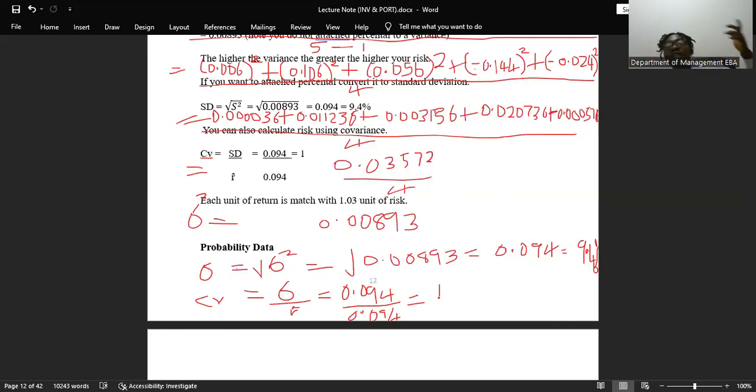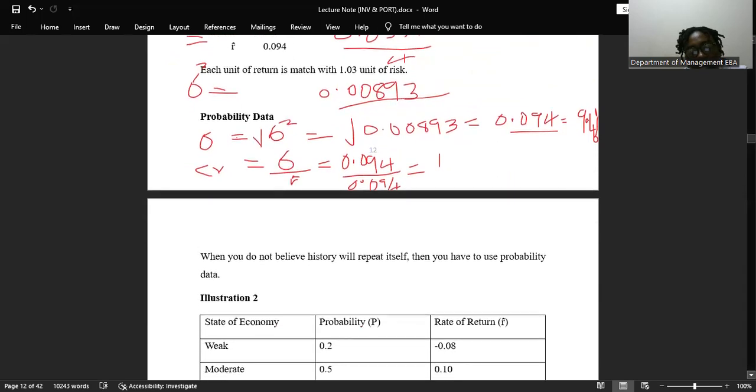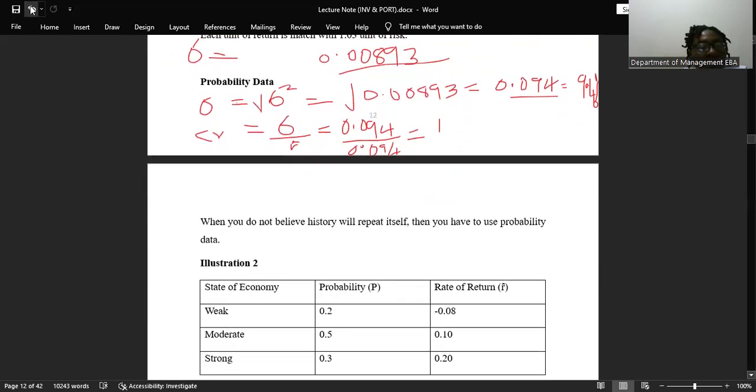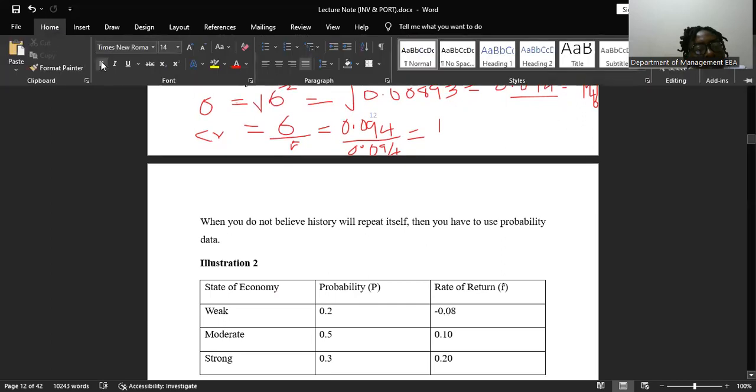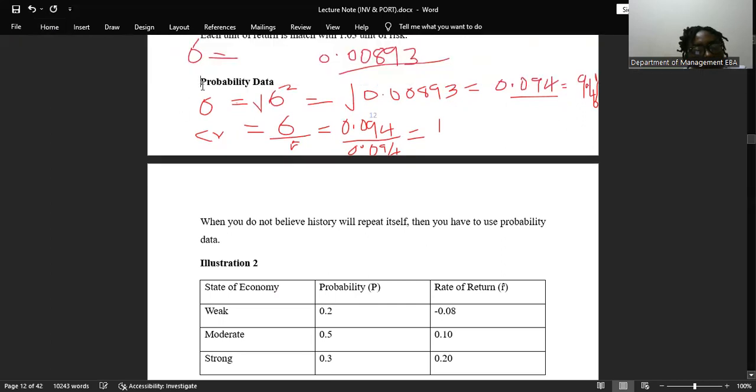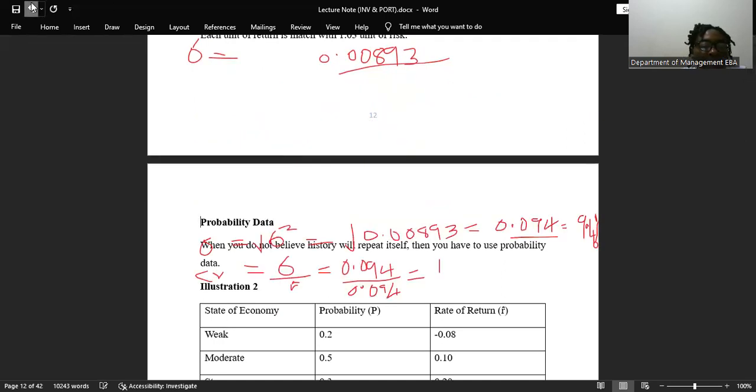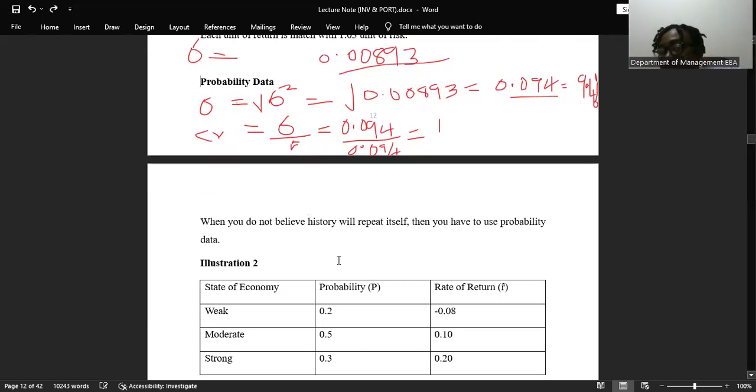So that is for using historical data to calculate risk and return. So we calculate the return, we know the risk. Using variance first, we got the variance, we did the standard deviation, we did the covariance. Okay, so we are good. Now we are moving on to the probability. Now probability data. Normally, if you don't believe in historical data, you want to use probability, then go for the probability.